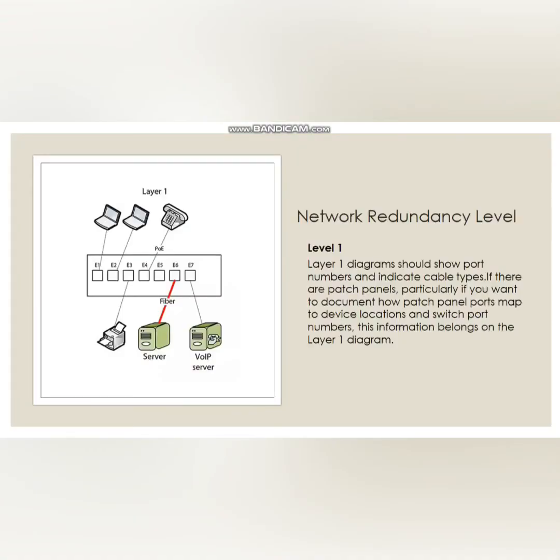Hello, my name is Mama Alkhawarizmi and I'll be talking about network redundancy level 1. The layer 1 diagram should show port numbers and indicate cable types. If there are patch panels, particularly if you want to document how patch panel ports map to device locations and switch port numbers, this information belongs on the layer 1 diagram.